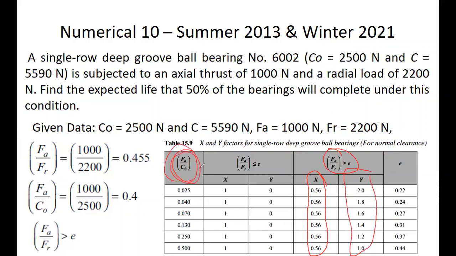For Y value, we are going to see FA upon CO. Interestingly, FA is 1000 and CO is 2500. The ratio comes out to be 0.4. Interestingly, I use the word interestingly because the 0.4 lies between 0.250 and 0.500. So this value of Y also will lie between 1.2 and 1.0. So that we are going to find out from interpolation method.